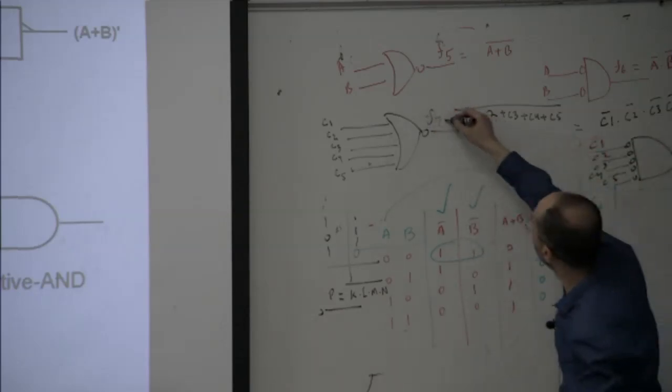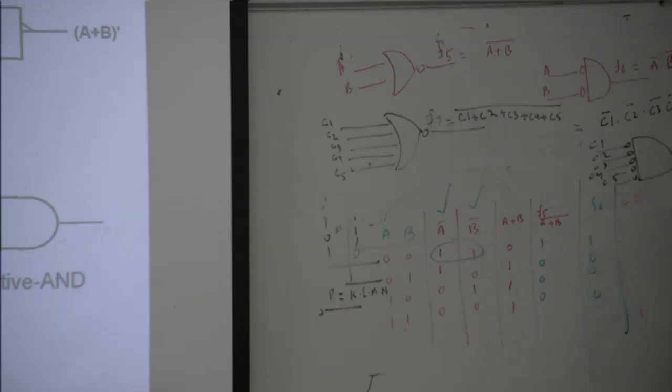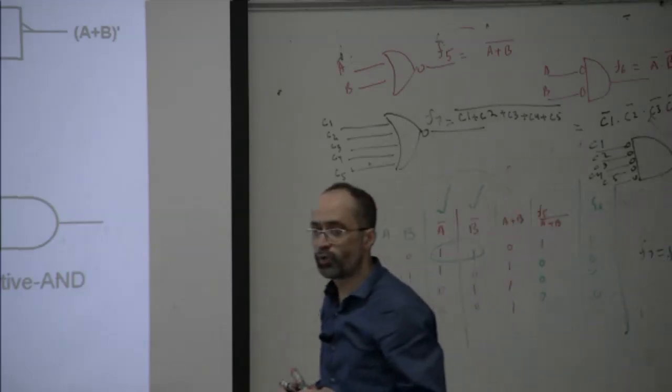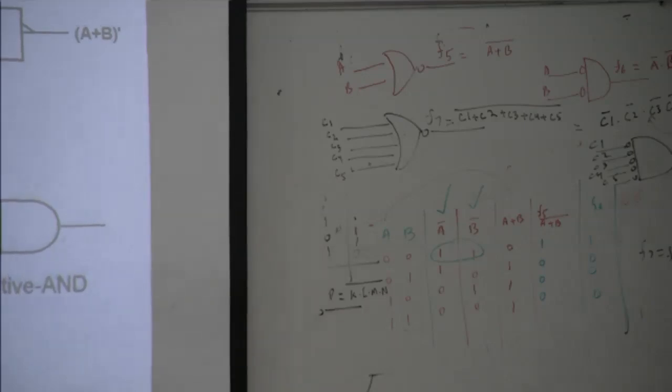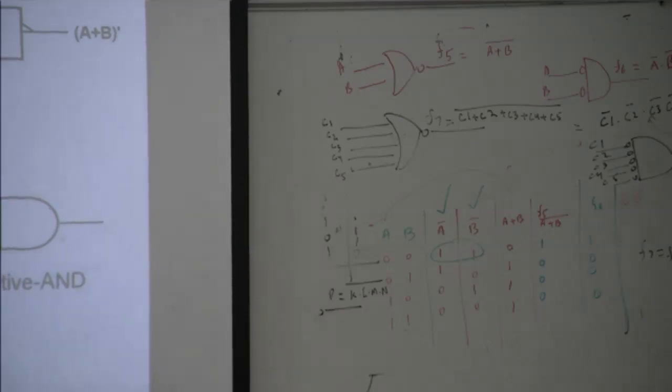So this is F7 and this is your F8. F7 and F8 are both equivalent using the duality principle. When we have a bubble on the output of the gate, we push this bubble to the inputs. For the NOR gate, when we push the bubble to the inputs, the OR gate becomes an AND gate. And if we have a NAND gate and push the bubble to the inputs, it becomes a negative OR gate.